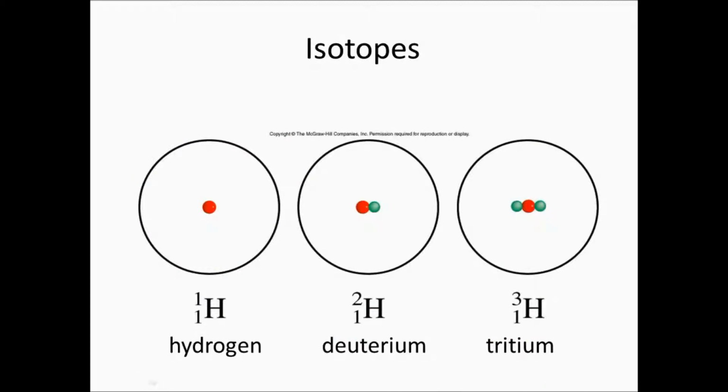Now, so far so good. An element is defined by the number of protons there are. However, if I have the same number of protons but a different number of neutrons, I can still have the same element. Chemically, it will be the same, so we call them isotopes.